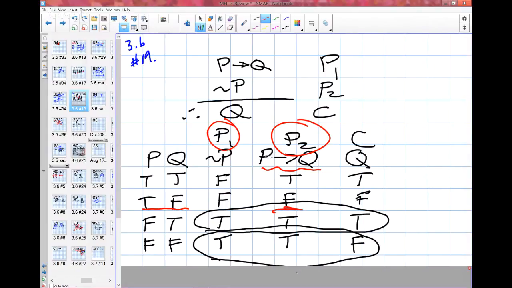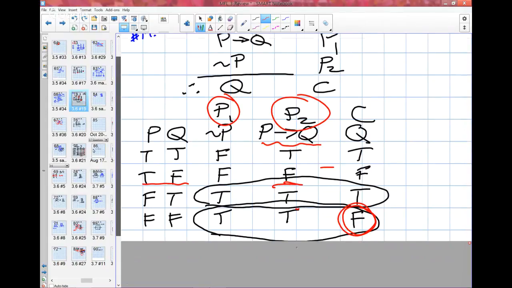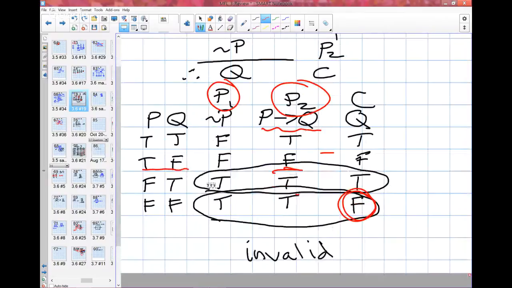So now we're looking at our truth table and which rows have all the premises true. Well, in this case, 2 premises. And these bottom 2 here are the only 2 where P1 and P2 are true. And then here's the troublemaker right here. The conclusion in the circled row is false. So the bottom line is this is an invalid argument.